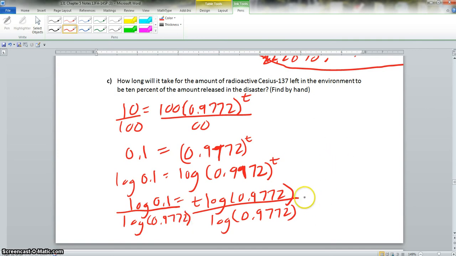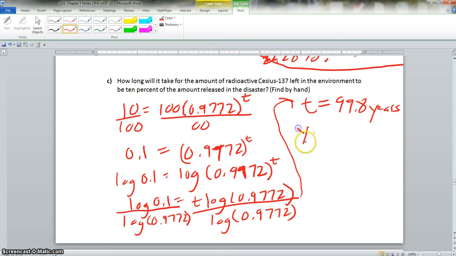And then we would end up with t would be 99.8 years. Now remember, this is since 1986, so we know that's about 100 years. So the year would be about 2086.